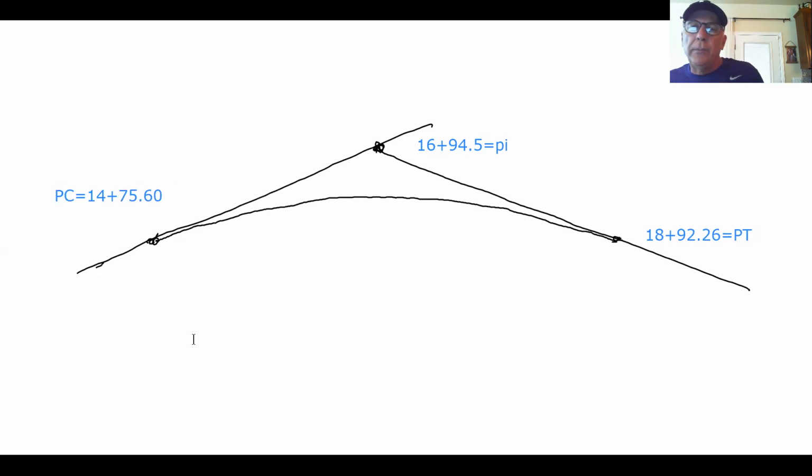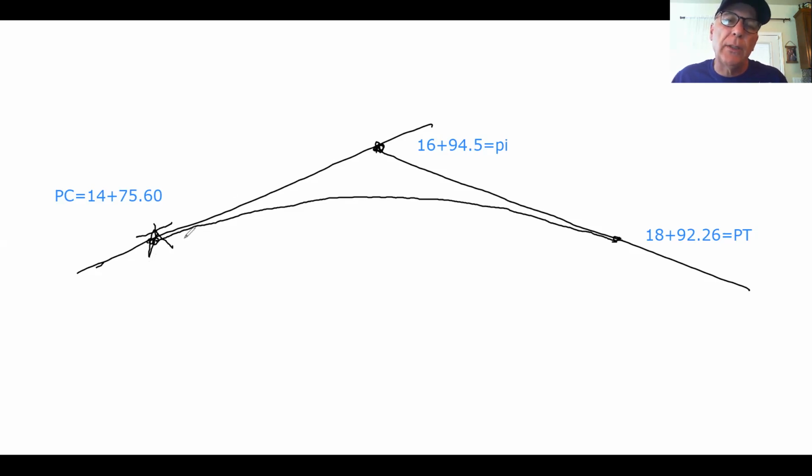Okay, so the objective now is to set up our instrument right here at the PC point. I'll go ahead and draw in a little instrument there so we can see it. Our instrument is now set up right here. We are backsighting this point right here, and we have 0 in the instrument.